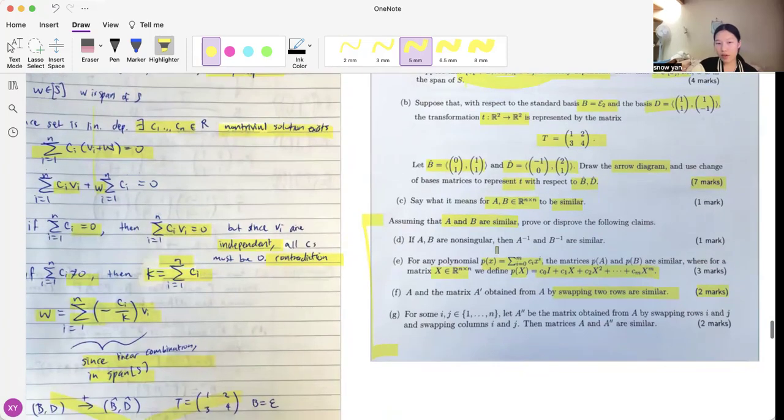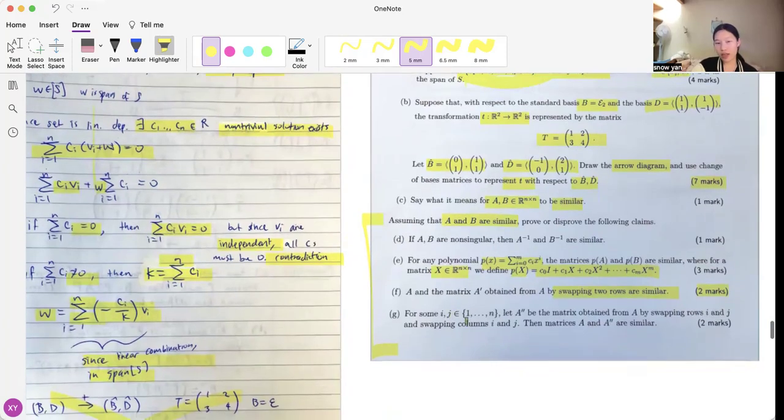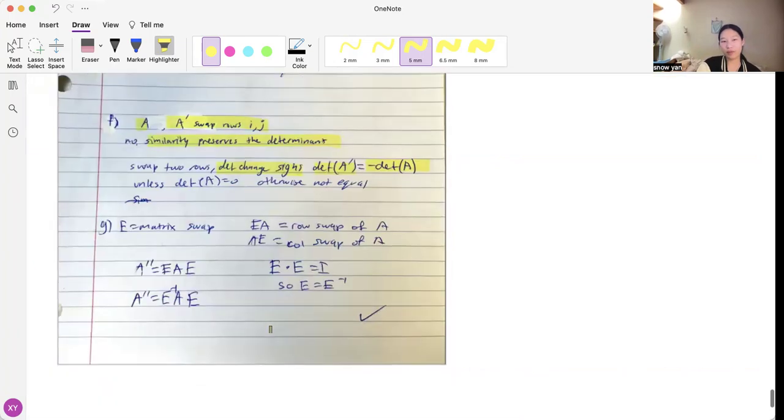And for part G, for some I, J in 1 to n, let A prime prime be the matrix obtained from A by swapping rows I and J and swapping columns I and J. Are A and A prime prime similar? This one is, because from our last argument, if we swap once, the sign would change and that wouldn't work out. But if we swap it twice, it cancels out and we should be fine. But why are we fine? We do have to actually show that.